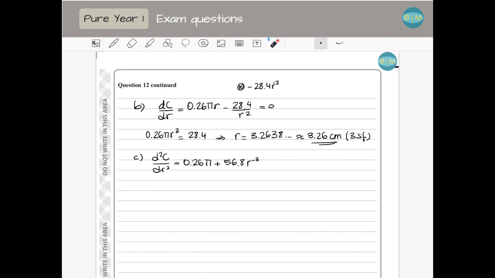And if you want, you can find it when r is 3.26, so when r is that value, this is going to be 2.45, which is positive, therefore it is a minimum. But it's going to be positive for any value, because I have a positive value and a positive value. The r is going to be always positive, because it's a distance, a length.